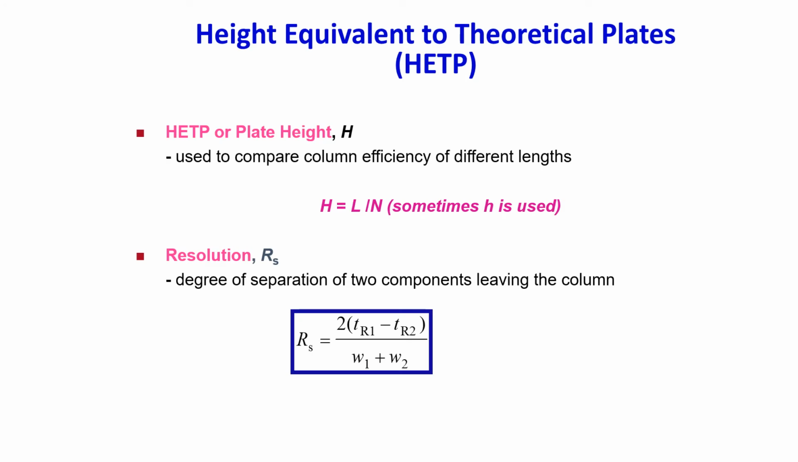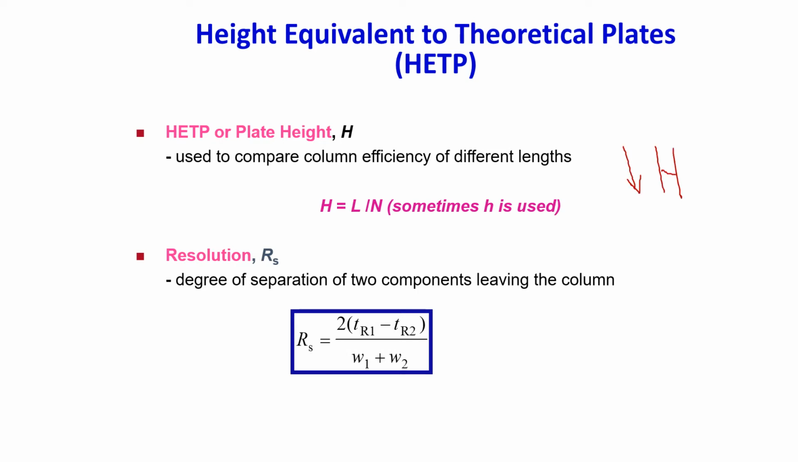Okay, so the next definition in chromatography is height equivalent to a theoretical plate, abbreviated as HETP, or simply H. This H is used to compare the column efficiency of different lengths. Imagine an HPLC column of 5 centimeters, 10 centimeters, 15 and 25. The longer the column, having the same dimensions, the H will be higher. If the N is the same, we don't want higher H. We want low H.